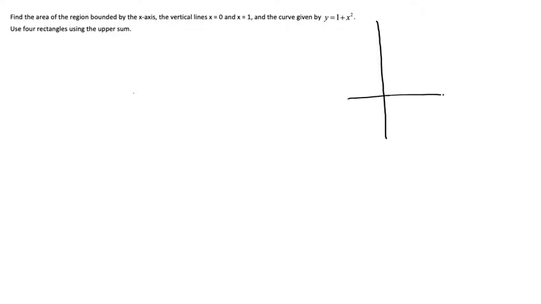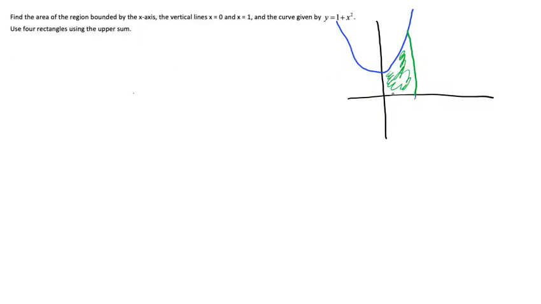Now I know we're using 0 and 1, so we're going to use the first quadrant here. So our graph is x squared, which is a U shape, right? So we've got the U shape, but we go up 1 unit, so we're going to be about here. And if x equals 1 is here, what we're going to do is essentially find the area of this shaded region right here. Now we're going to use 4 rectangles and the upper sum.